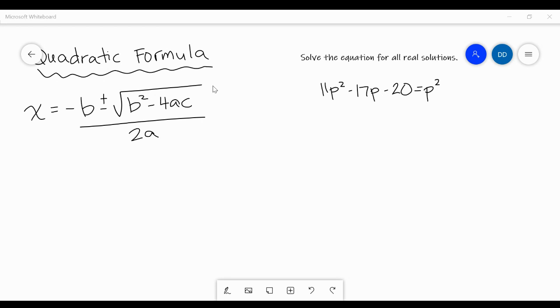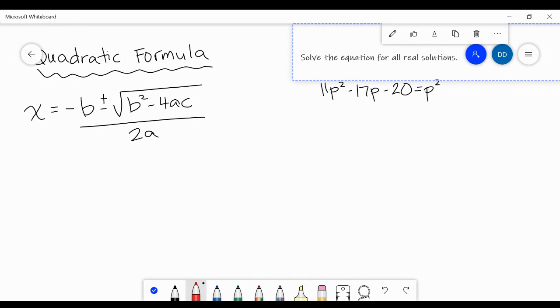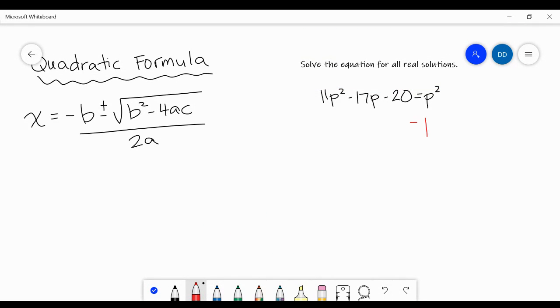So the first thing that we need to do, just like if we were solving a quadratic equation by factoring, is we need this side to be equal to 0. And in this case, it's equal to p squared, which we don't want. So we have to move that p squared first. We are going to subtract p squared on both sides, and I'm going to subtract it from its like term, which is 11p squared.